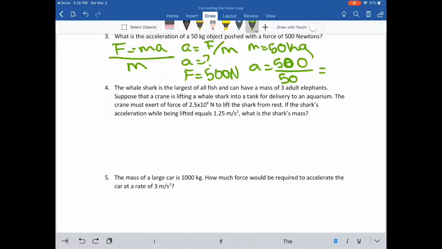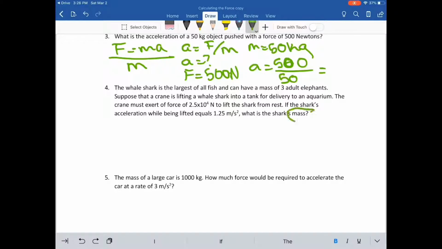Now, for this equation, we're looking for mass for this problem. So the whale shark is the largest of all fish and can have a mass of 3 adult elephants. Suppose that a crane is lifting the whale shark into a tank for delivery to an aquarium. The crane must exert a force of 2.5 times 10 to the 4th newtons to lift this shark from rest. If the shark's acceleration while being lifted is equal to 1.25 meters per second squared, what is the shark's mass?